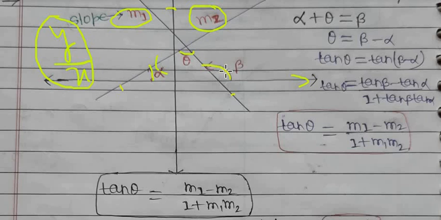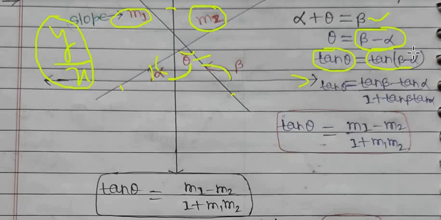If we want to calculate this value of theta, then according to one concept, the exterior angle is equal to the sum of the interior opposite angles. Basically, if this is beta, then beta is equal to the sum of the interior opposite, alpha plus theta. We want to calculate theta, so theta is equal to beta minus alpha. Now just take tan on both the LHS and RHS, so we get tan theta is equal to tan of (beta minus alpha).